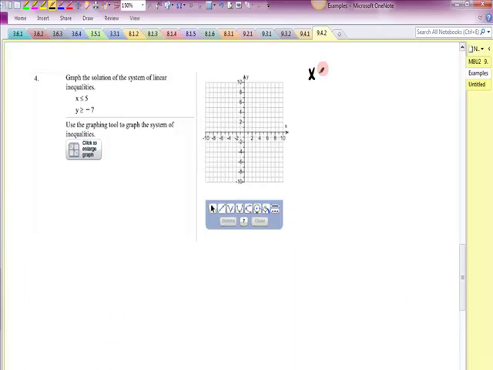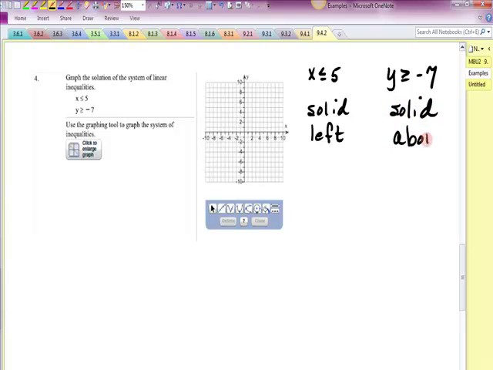All right, I have x is less than or equal to 5. I'm glad we talked about that kind. And y is greater than or equal to negative 7. This one is going to be a solid line. And this is in terms of x, so we're going to shade to the left of the line. You can't go above and below a vertical line. This one is going to be a horizontal line. It's going to be solid, and we're going to shade above. So remember, this one is a vertical line, and this one is a horizontal line.